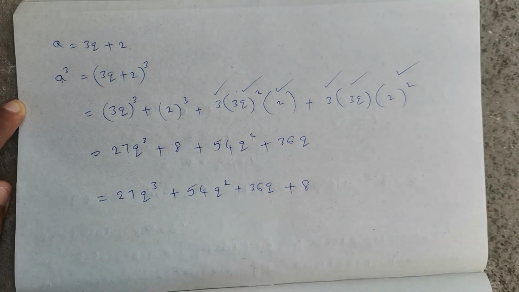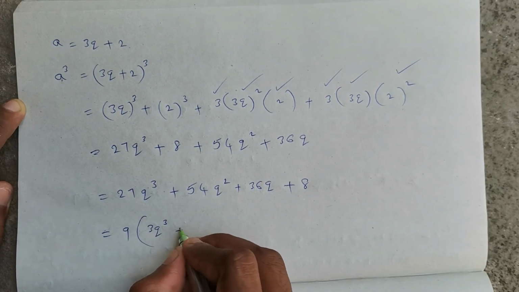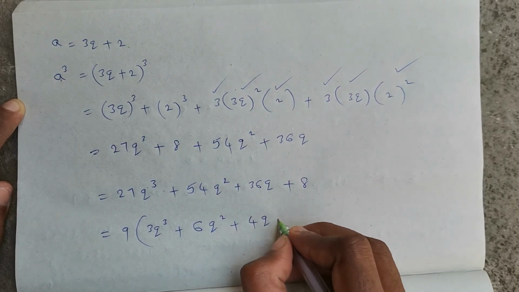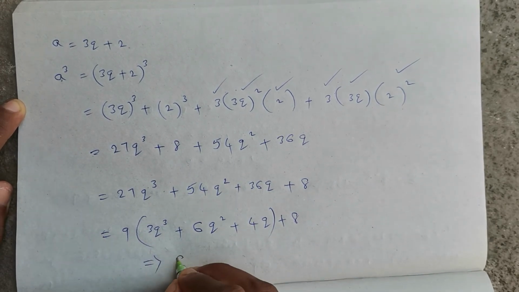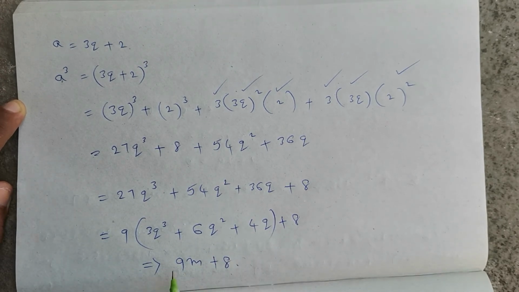From the first term, second term, third term, I will take 9 common. So if we take 9 common, we remain with 3q cube plus, 9 sixes are 54, 6q square plus, 9 fours are 36, 4q. Now plus this 8 as it is. Now it is in the form of 9m plus 8, where m is equal to 3q cube plus 6q square plus 4q. So we got, cube of any positive integer is in the form of 9m or 9m plus 8.